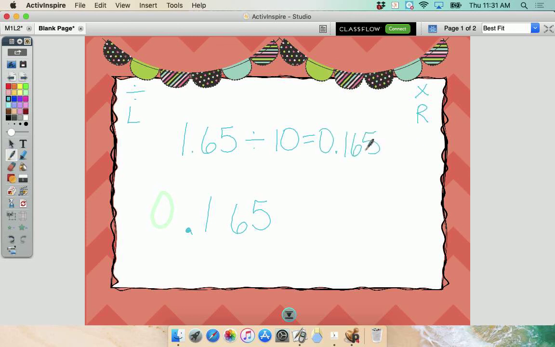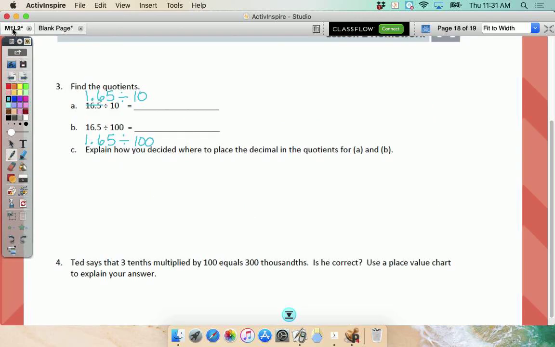0.165. Anybody know how to say that one? 165 hundredths. Okay, hold on. 165 something. Hundredths. No? Thousandths, because it's 3 behind the decimal. Okay, so 165 thousandths.